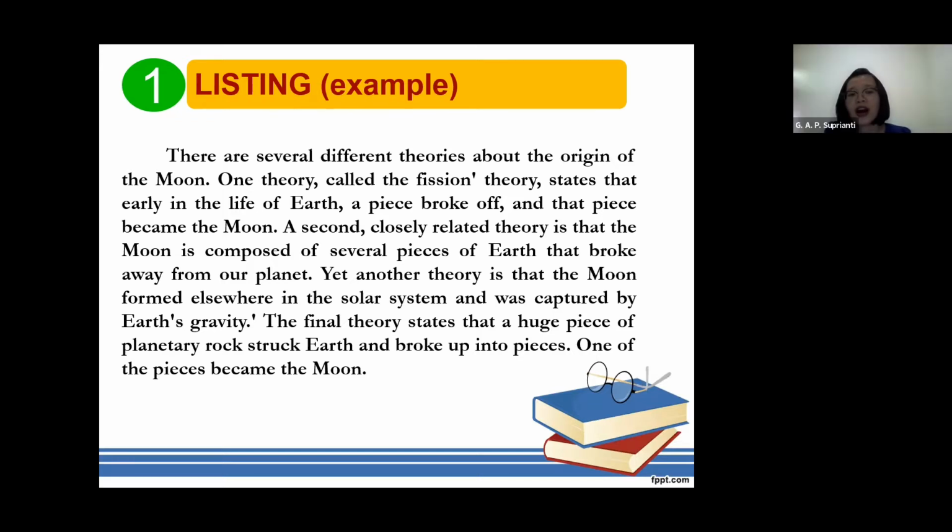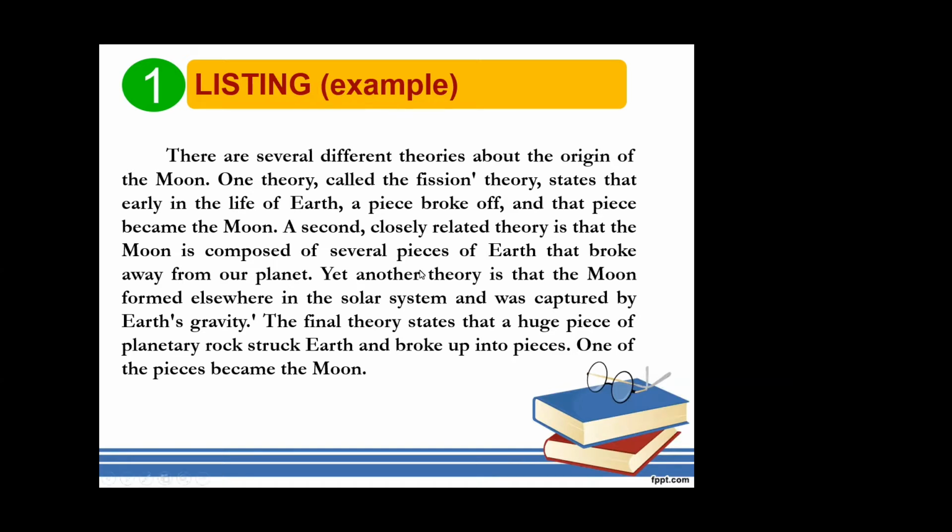So we have four different theories about the origin of the moon. This is what I meant by theory 1, theory 2, theory 3, theory 4. And the order of the theory can be changed. So the order of the information about the theory can be changed and it doesn't affect the meaning. So is it clear about listing? Clear, Miss.